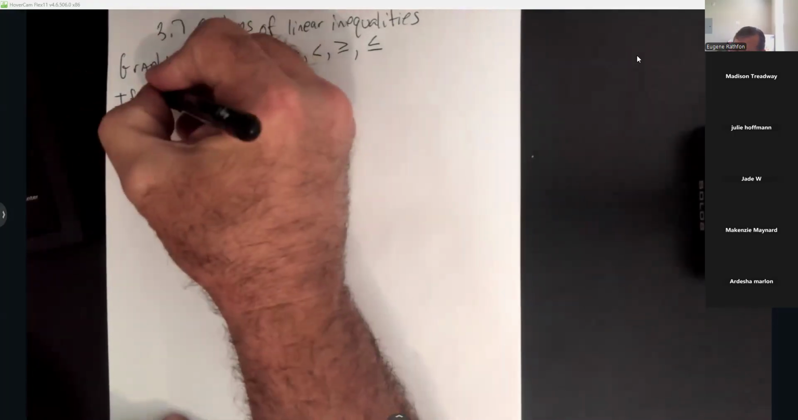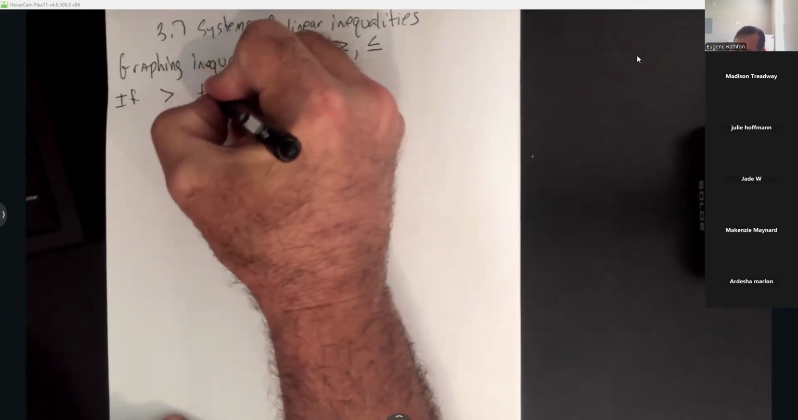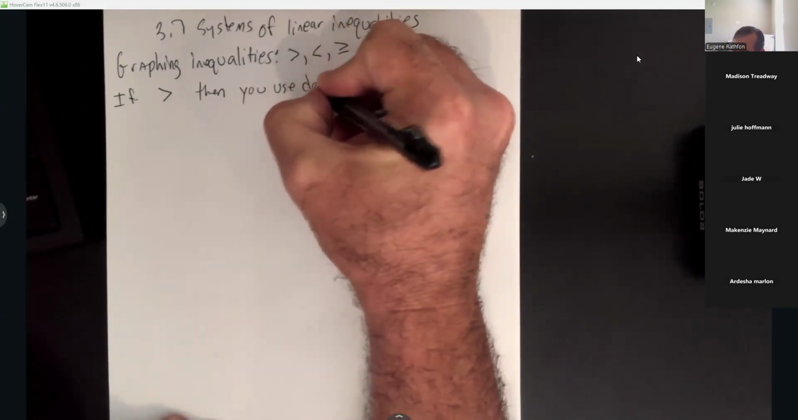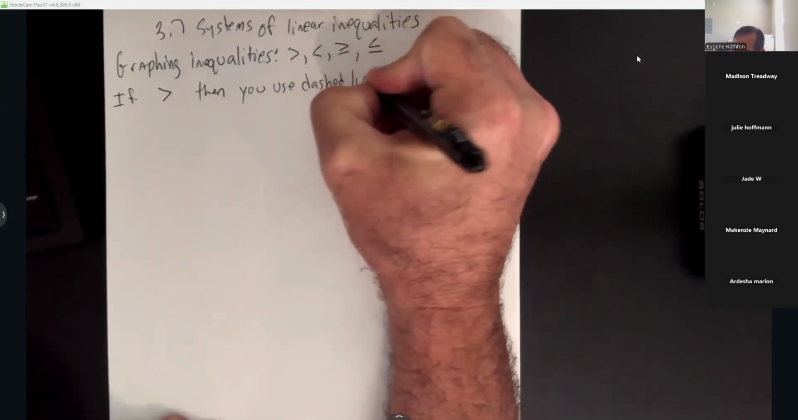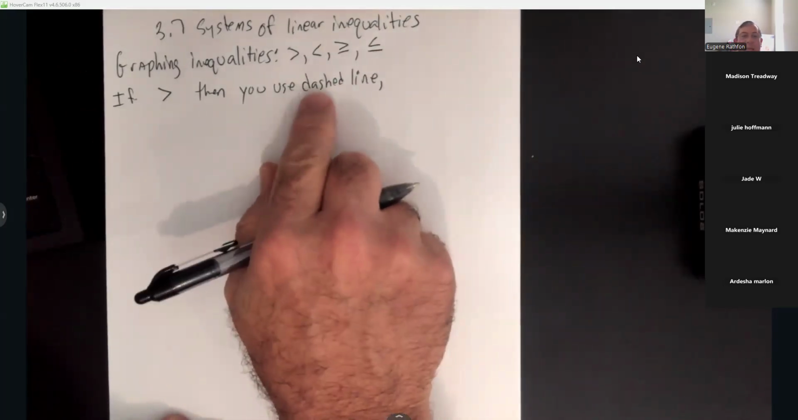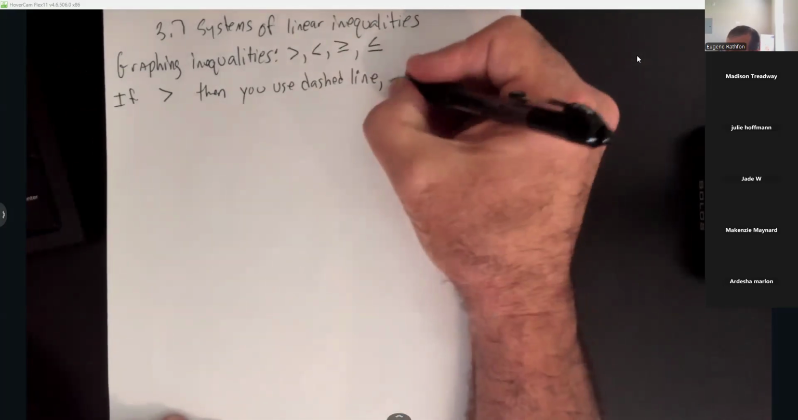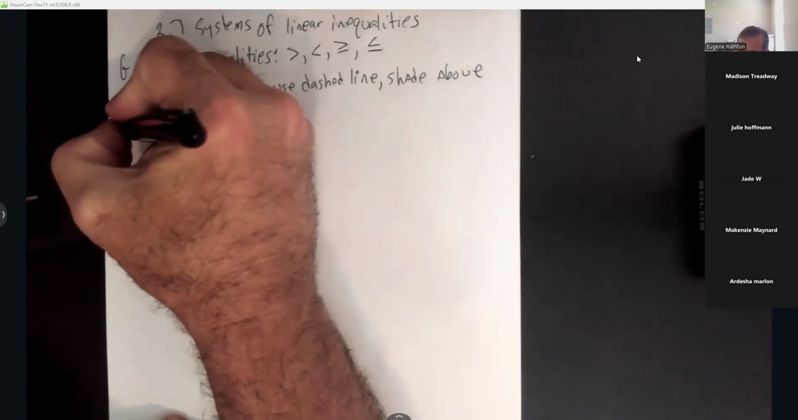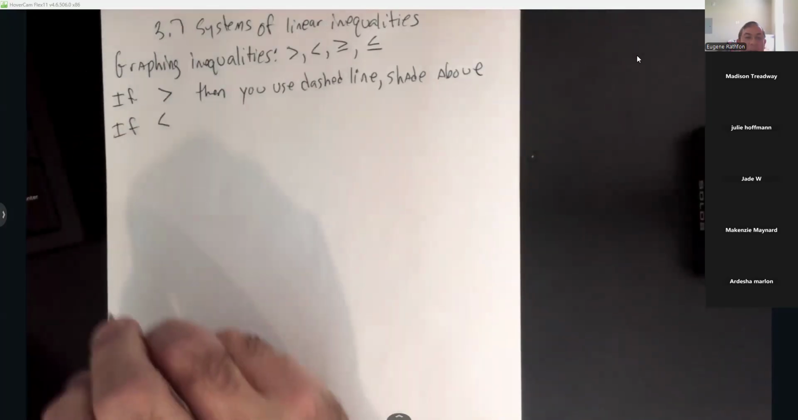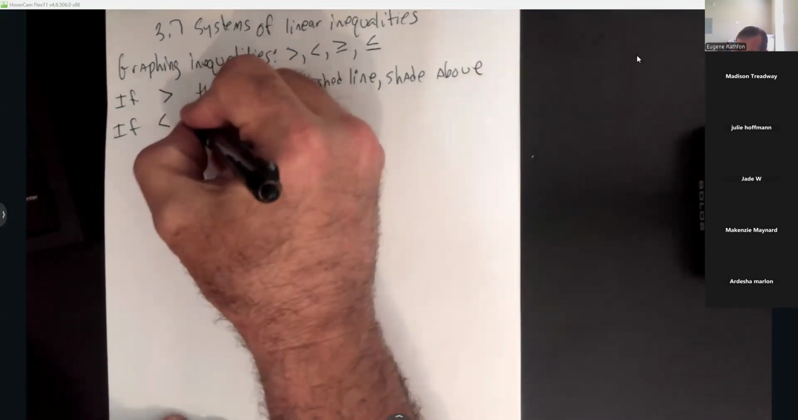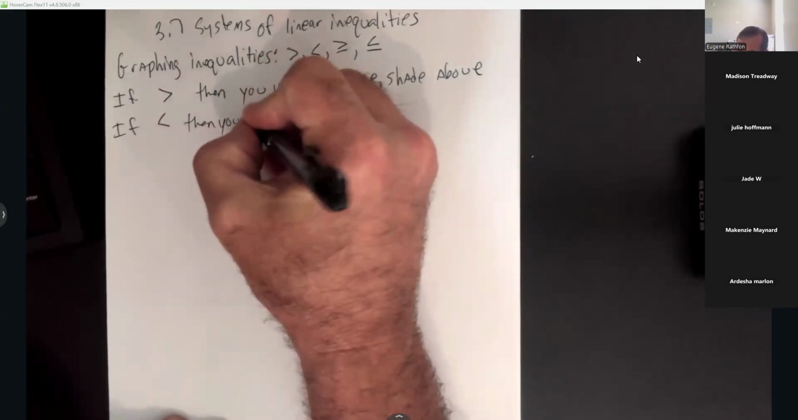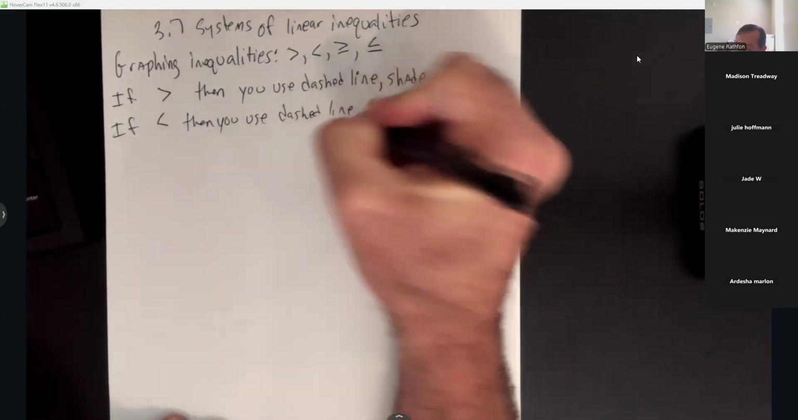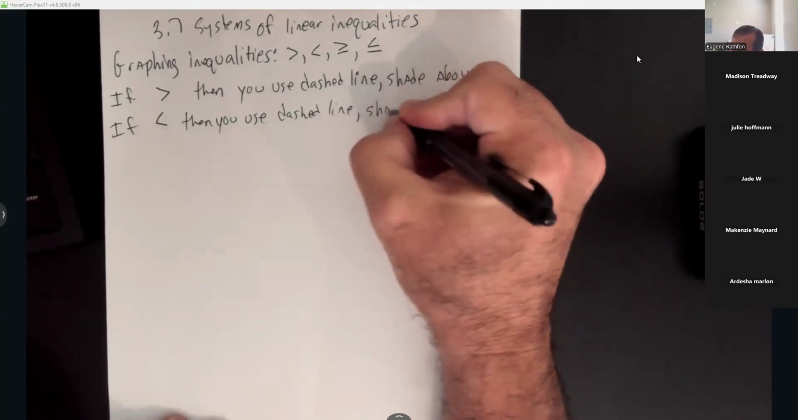So when you're graphing, if it's greater than, you use a dashed line, and for greater than, we're going to shade above. If it's less than, we'll use a dashed line, and we're going to shade below.